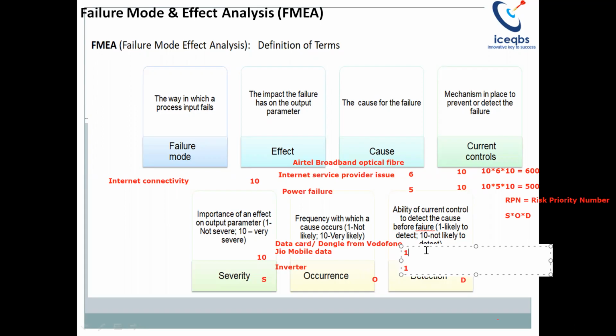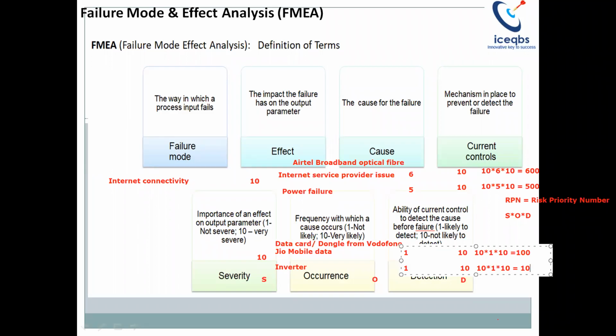And again, the control mechanism. Even now, whenever the internet failure happens, it comes suddenly without any warning. So there is no change in that. That will remain as 10. Same way, whenever the power failure happens, that also comes without any warning. So I give a rating of 10. So again, the RPN after the action is taken is 10 into 1 into 10, that is equal to 100. That is for the internet failure. And then for the power failure, again, 10 multiplied by 1 multiplied by 10, that is equal to 100.